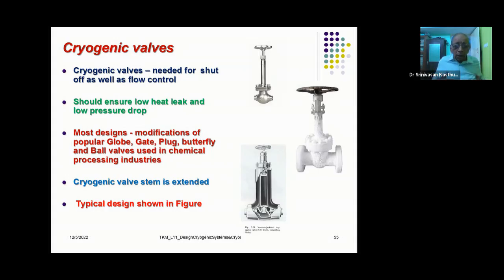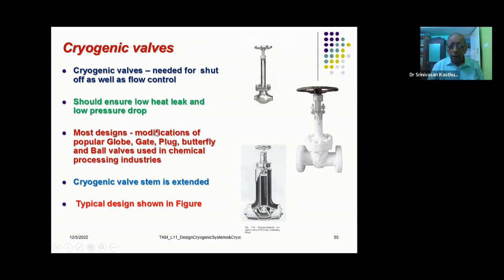Okay. What are the normal designs? The normal designs are standard valves, whatever that are used. You need to modify them such that they have a long stem, because we need to ensure low heat leak inside and also low pressure drop. So what is normally done is one modifies the standard designs of popular globe, gate valve, plug type, or butterfly valves, or ball valves, etc. They are used in chemical industries, and they are modified accordingly.